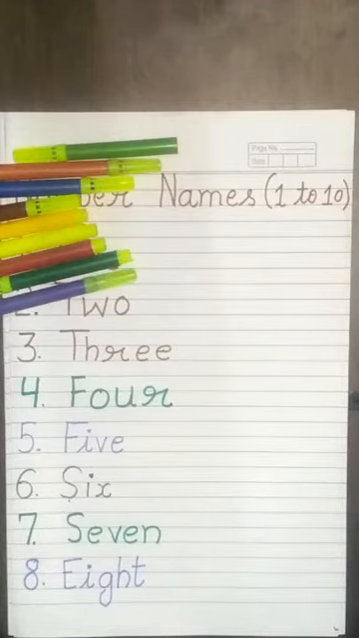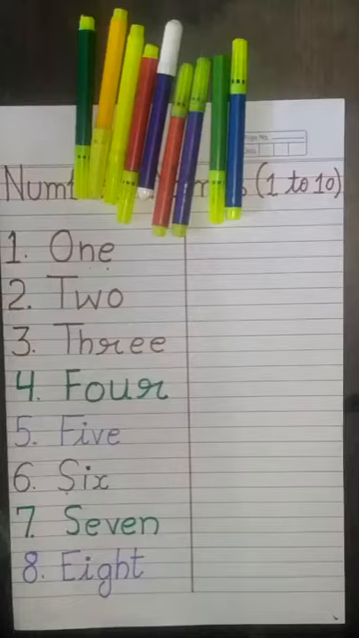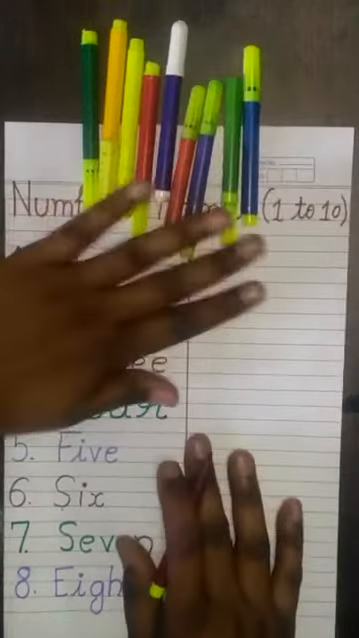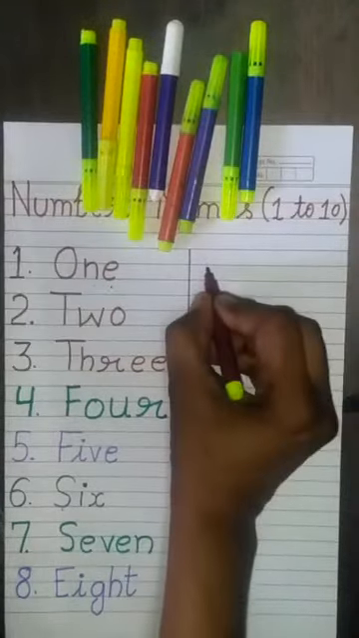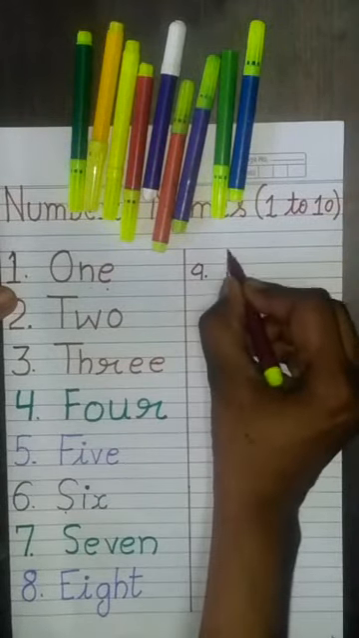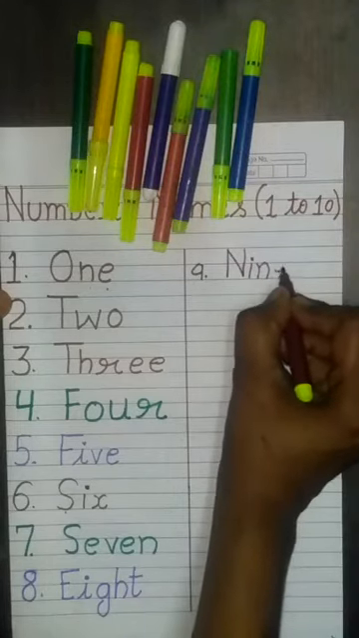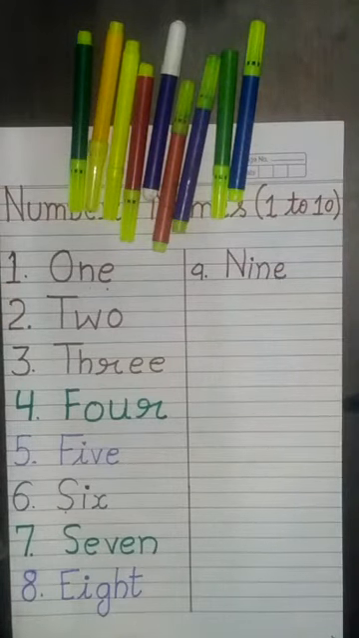How do we write 9? Like this. Okay, now I am already having 9 sketch pens. Okay, so number name for 9 we write like this. Numeral is like this, and N I N E. 9. N I N E.